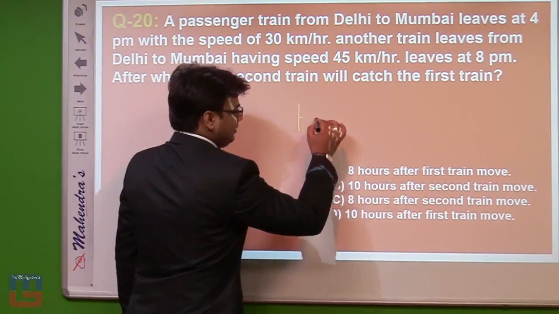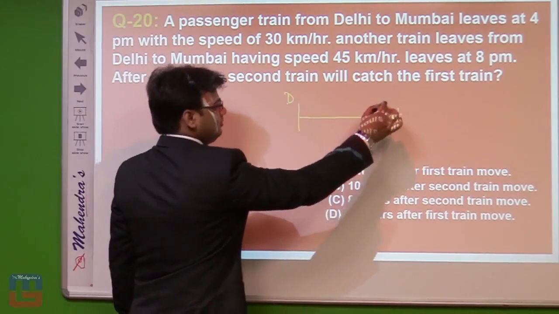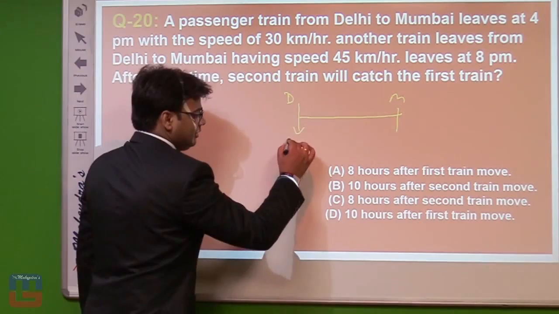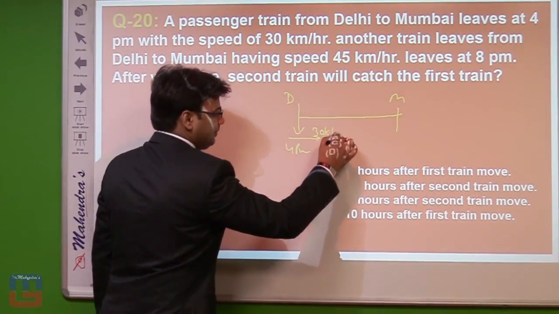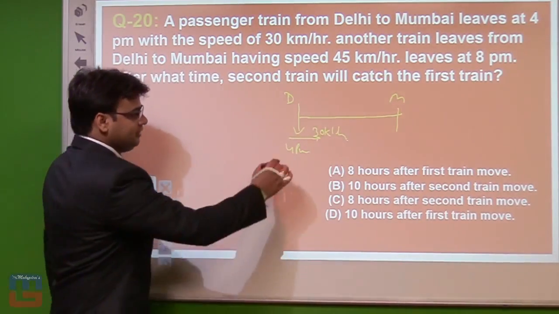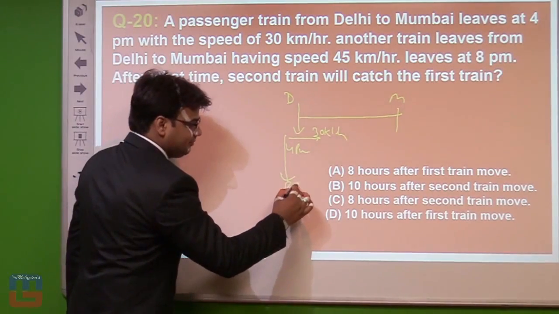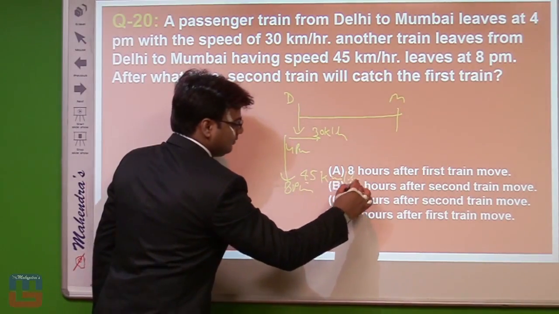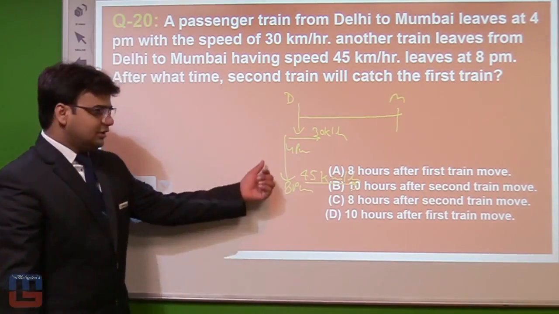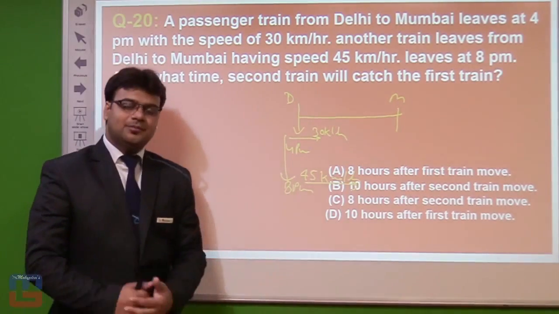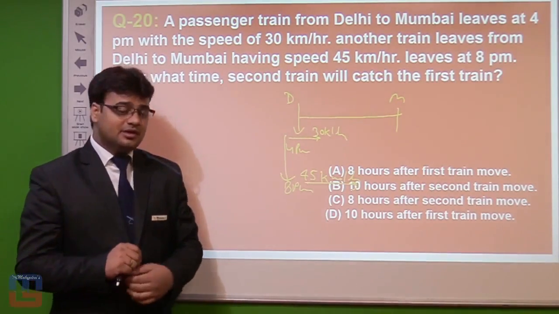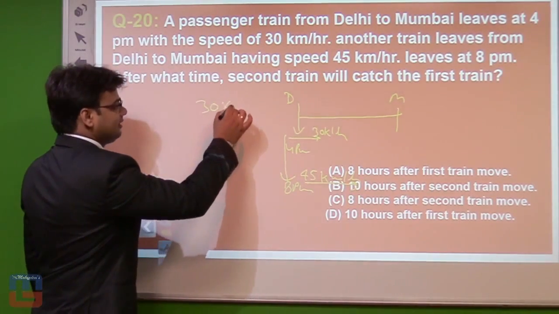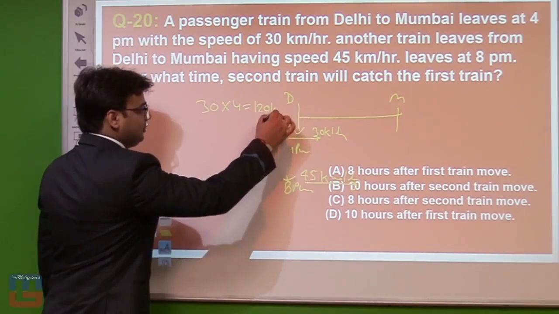Suppose this is the train from Delhi to Mumbai. The first train starts at 4 p.m. with a speed of 30 kilometers per hour. Another train starts at 8 p.m. at a speed of 45 km per hour. From 4 p.m. to 8 p.m., only the first train is running. That means in 4 hours, how much distance does it travel? It covers 30 into 4, that is 120 kilometers.